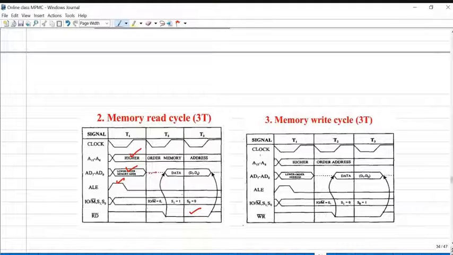For the write operation it is similar, but we have to activate the write bar signal during T2 to T3. While writing, the data is available internally in the register directly, so we can start from here itself for writing the data into the memory. Or if you mention it in this way also, no issue. So memory read, memory write: only 3 states.